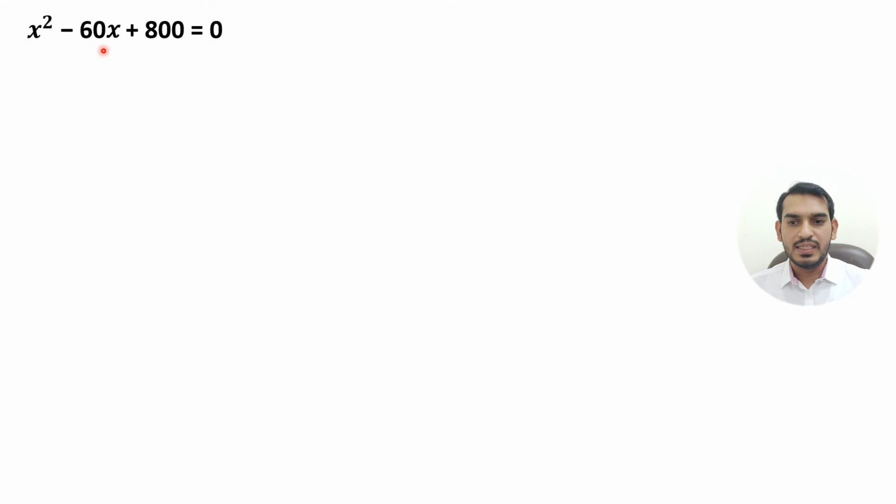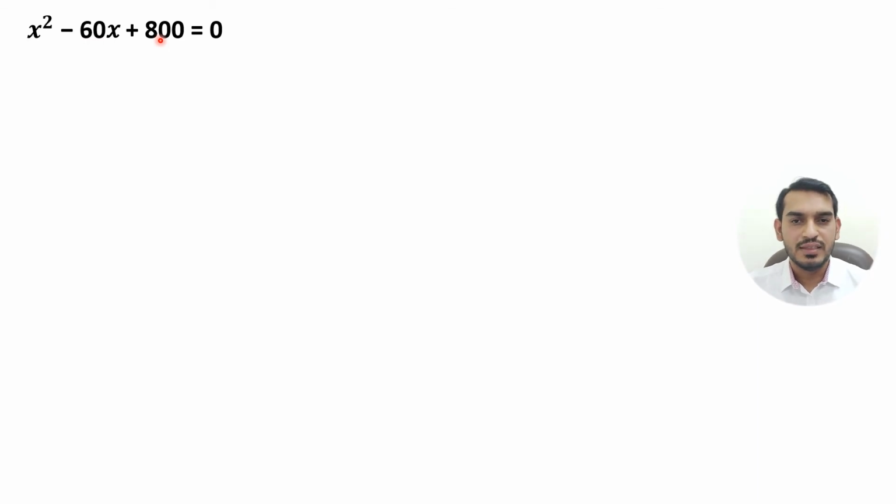So x square minus 60x plus 800 is equal to 0 is a quadratic equation. It is in the form of ax square plus bx plus c. Now we will find the roots using the factorization method by splitting the middle term. Here the middle term is minus 60. So we need to find two numbers whose sum is equal to minus 60 and the product is equal to the coefficient of x square times the constant term. Here the coefficient of x square is 1 and the constant is 800. So the product is 1 into 800, which is 800.